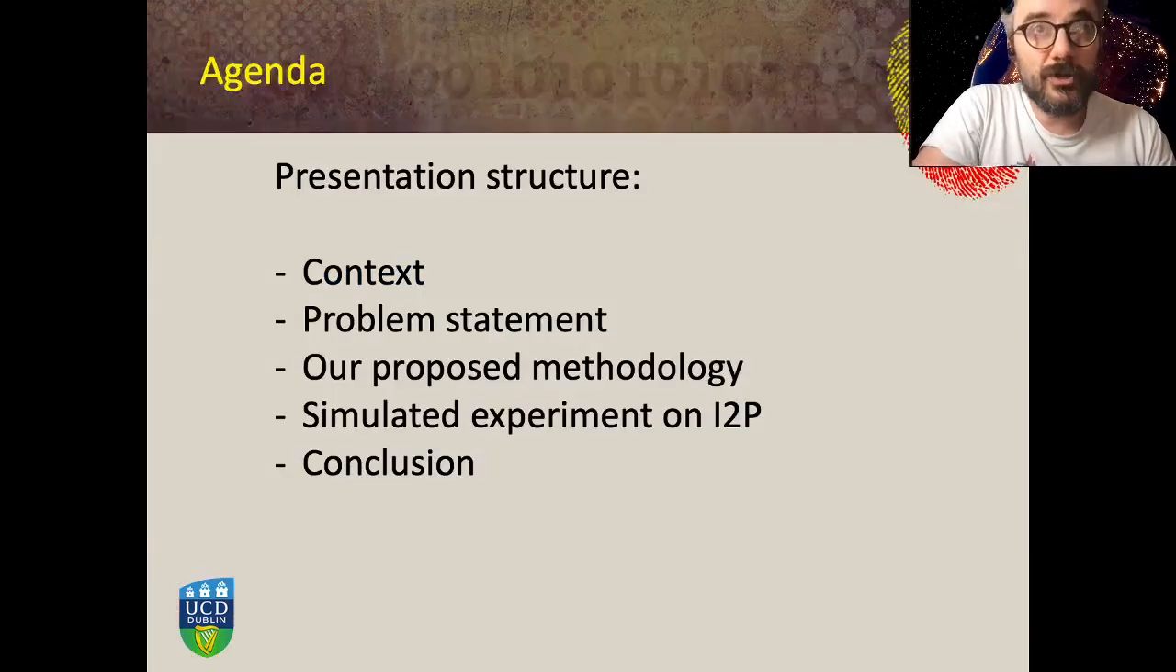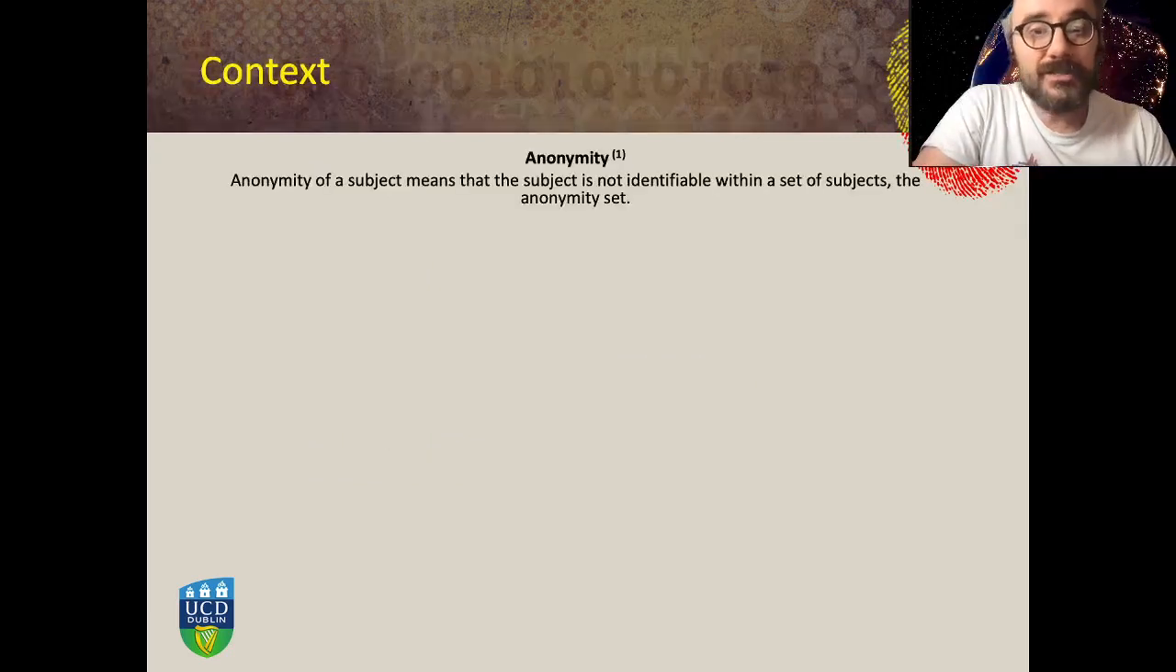The presentation structure is as follows. We will start with some context that will allow us to discuss the problem statement. I will introduce then our proposed methodology to address the problem. I will then introduce the results of our simulated experiments conducted on the I2P anonymity network, and then we will discuss the conclusions. Let's start with some context.